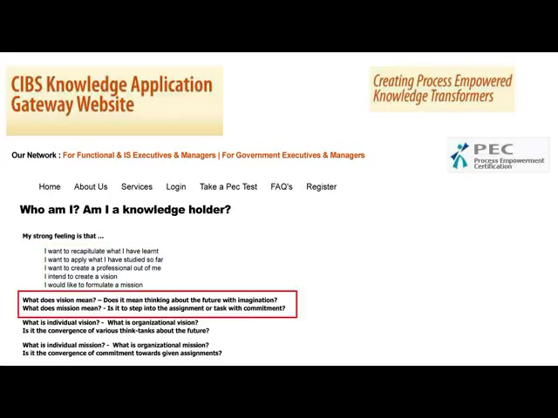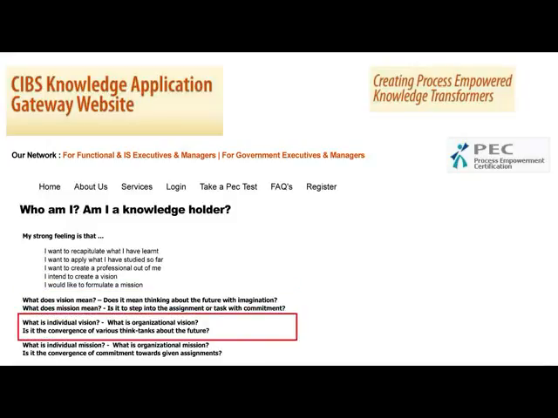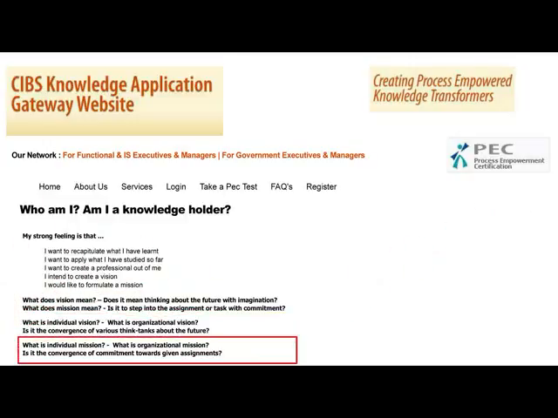What does vision mean? Does it mean thinking about the future with imagination? What does mission mean? Is it to step into the assignment or task with commitment? What is individual vision? What is organizational vision? Is it the convergence of various think tanks about the future? What is individual mission? What is organizational mission? Is it the convergence of commitment towards given assignments?